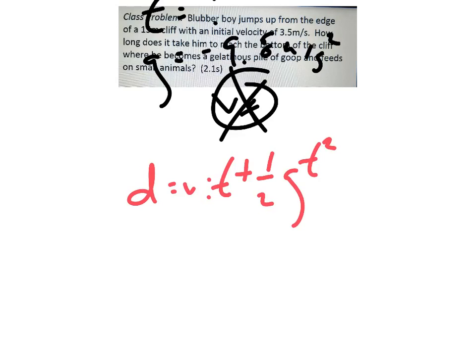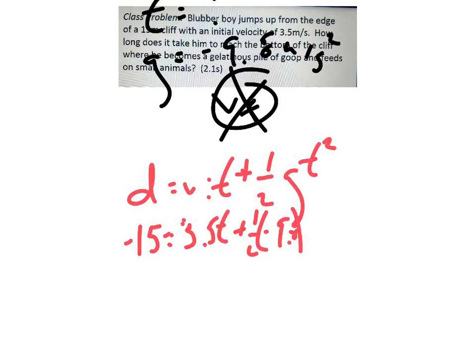D we know is a negative 15, so that you fell 15 meters. The VIT, this is what sets this problem apart. We've done a problem like this already, but here the math gets a little tricky. The VI in the previous one was 0, so that T went away, but on this one it's 3.5. So you have a number here, 3.5 T. That T does not go away. Plus 1/2 negative 9.8 T squared.